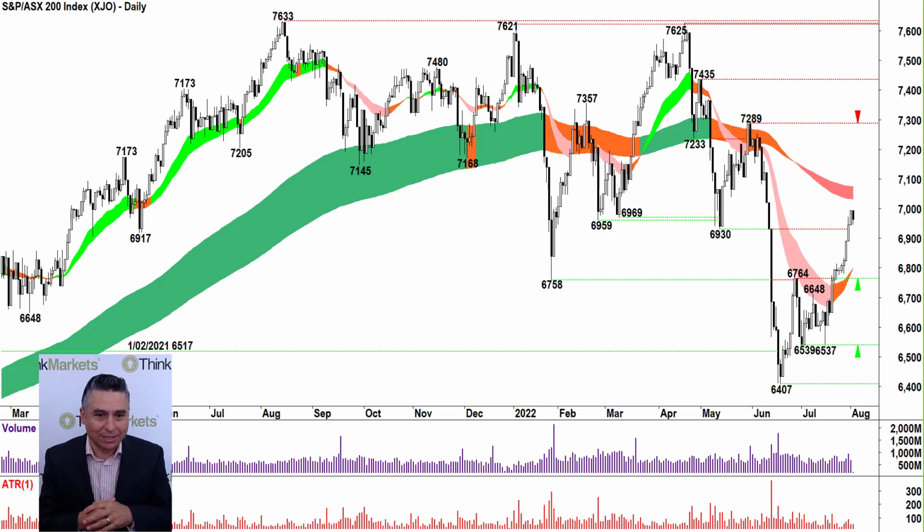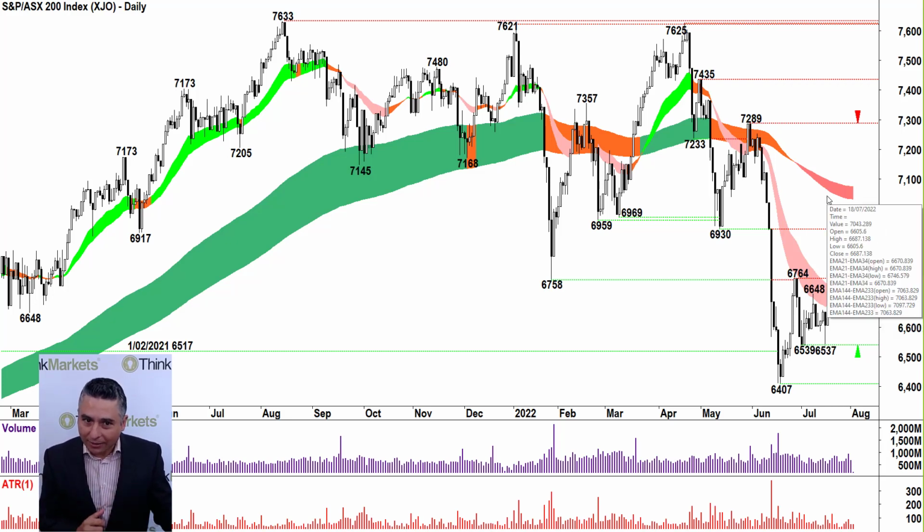First in best dress today is James with Audinate. James, hey, let's do Audinate after we have a quick look at the ASX 200. Might as well start off big picture and then we'll drill down. So we're looking at the most amazing rally from 64.07 up until just about 7,000, topping out a little bit here underneath the long-term downtrend zones.